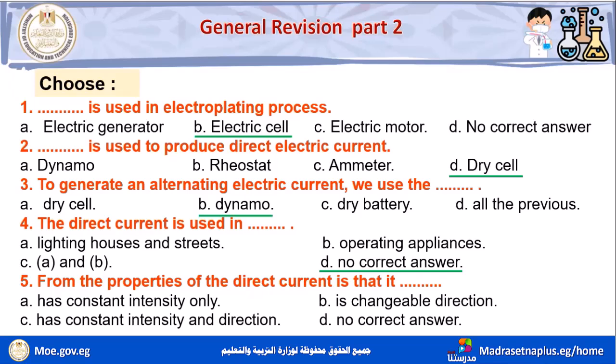Question number 5: From the properties of the direct current is that it, Letter A, has constant intensity only. Letter B, is changeable direction. Letter C, has constant intensity and direction. Letter D, no correct answer.